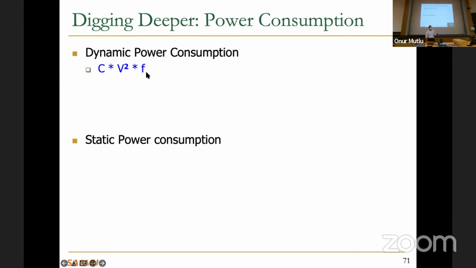Yeah. So has anyone seen this equation before? CV squared F. Okay, only one or two people. Again, you don't need to know this for the exam. This is just for your benefit. This is the dynamic power consumption equation. Let's take a look at what this means.